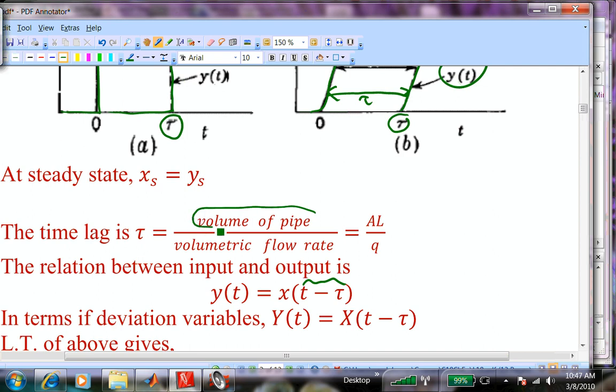We know the volume of the pipe. We can calculate it as area times the length, cross-sectional area times the length. And the volumetric flow rate Q through the pipe is given to you. So if you take the volume of the pipe divided by the volumetric flow rate, that is the residence time. That is the time over which that fluid will stay in that pipe. Okay? So it is affected by the cross-sectional area, the length and the flow rate. These numbers are given to you, tau is a known number. Okay? So in this expression, tau is known. Any questions?